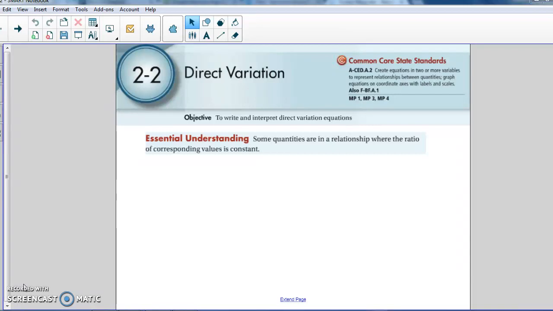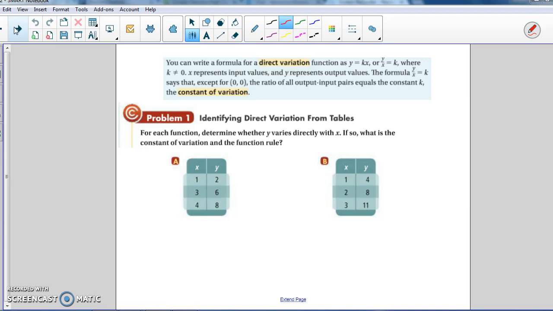You will be able to write and interpret direct variation equations. Our essential understanding is some quantities are in a relationship where the ratio of corresponding values is constant. So you can write a formula for direct variation as a function, which would be y is equal to k times x, or y divided by x is equal to k, where k does not equal 0, x represents the input values, and y represents the output values.